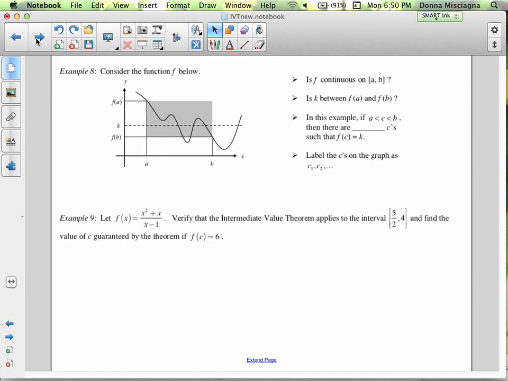All right, so a little reminder there. Make sure you ask, is your function continuous on a, b? Is k between f of a and f of b? And then you have to find the c between a and b such that f of c is equal to k. Here's our little picture example. That's not what we're going to be doing. We're going to be solving over here.